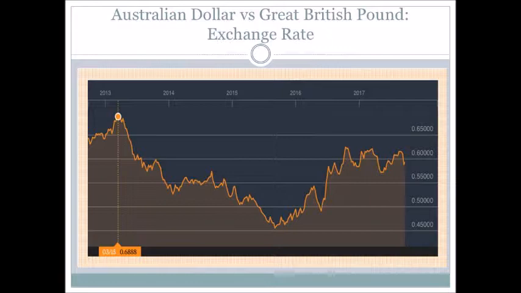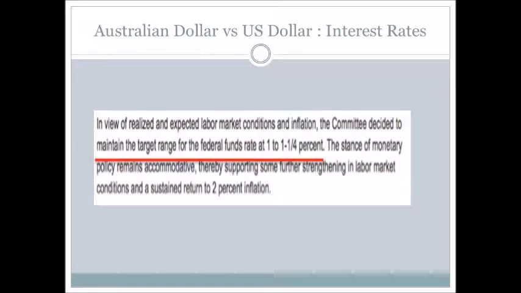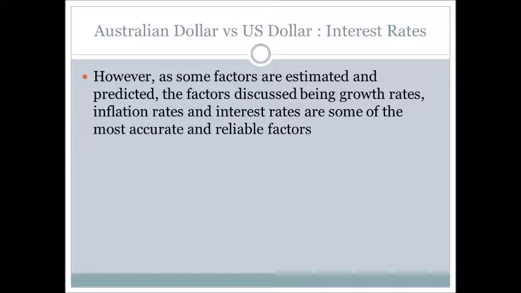Although it is not always reliable to base our predictions of a comparative exchange rate or a currency's strength on its history, we have considered factors of growth rates, inflation rates, and interest rates in our efforts to predict the exchange rate between the Aussie dollar against the US dollar and the Aussie dollar against the British pound over the next 3 to 6 months.